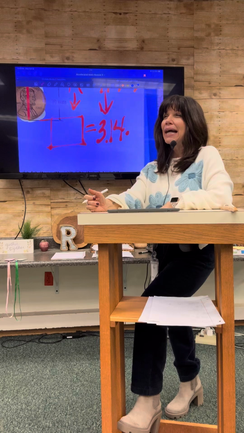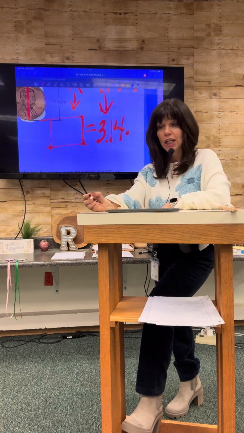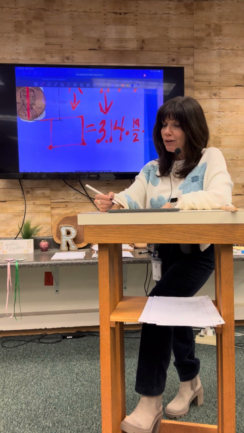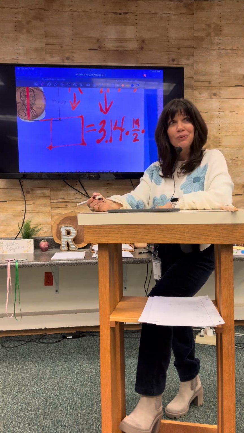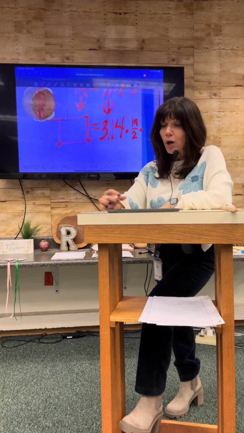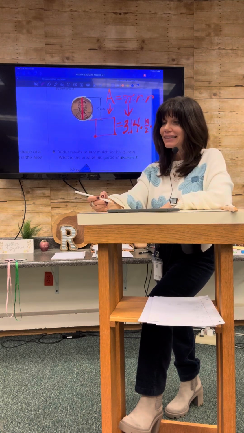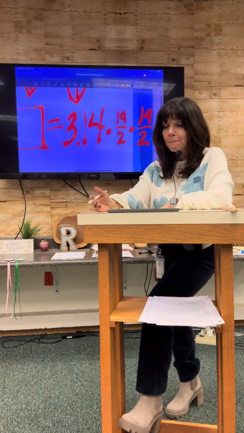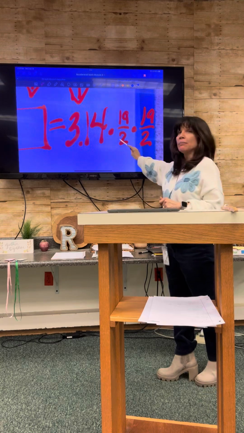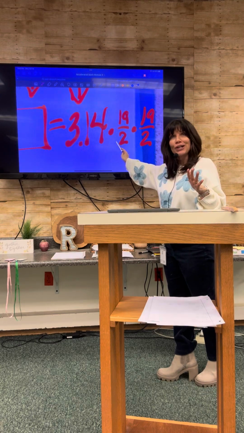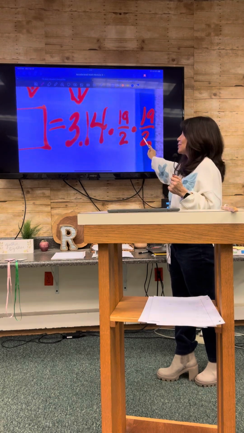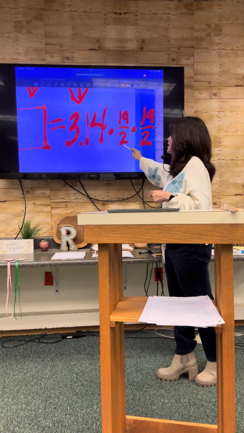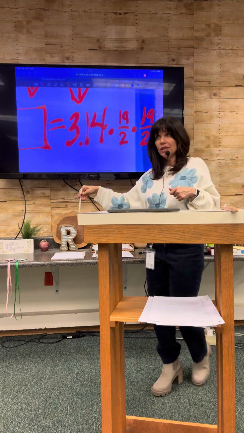How do I write 19 divided by 2 as a fraction? 19 over 2. That's my radius value. Your calculator will do the work for you. And then what will I write for my next radius? Also 19 over 2. Do you guys understand? You do not have to do 19 divided by 2 separately and put that decimal here. You can just use your calculator to do 3.14 times 19 over 2 times 19 over 2. Are you understanding what I'm telling you there?